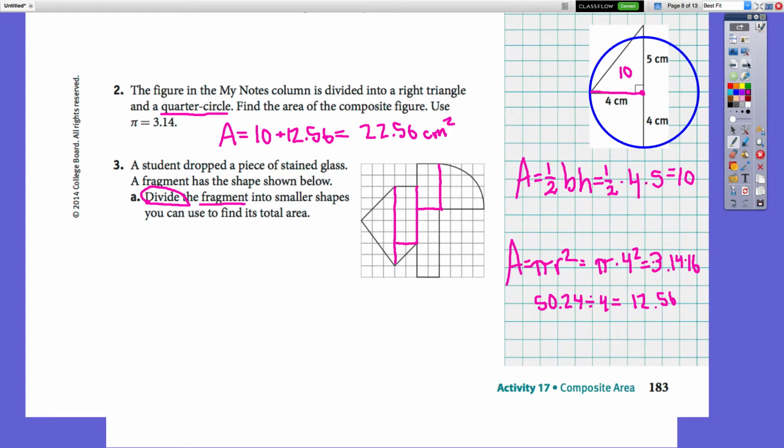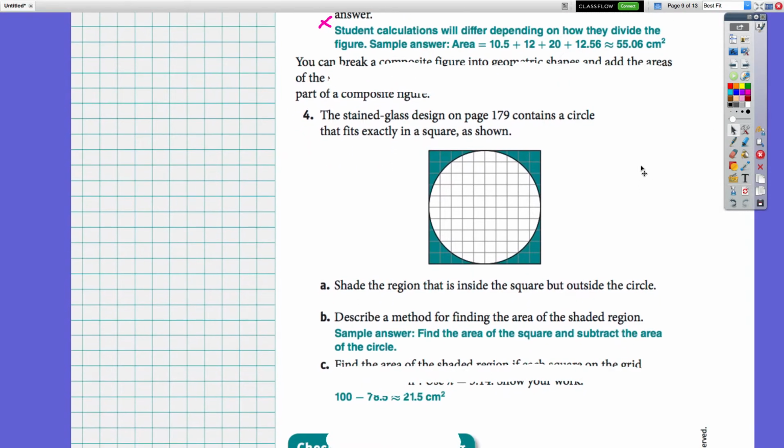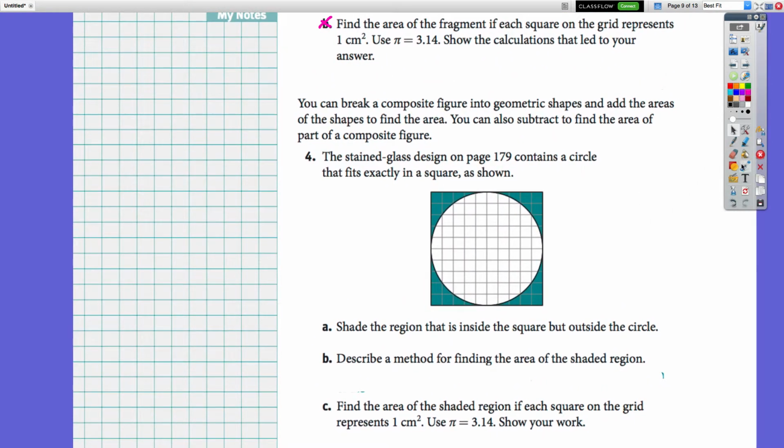So go ahead and turn the page. All right, we will skip this right here, finding the total area, and we are going to go straight to number 4.